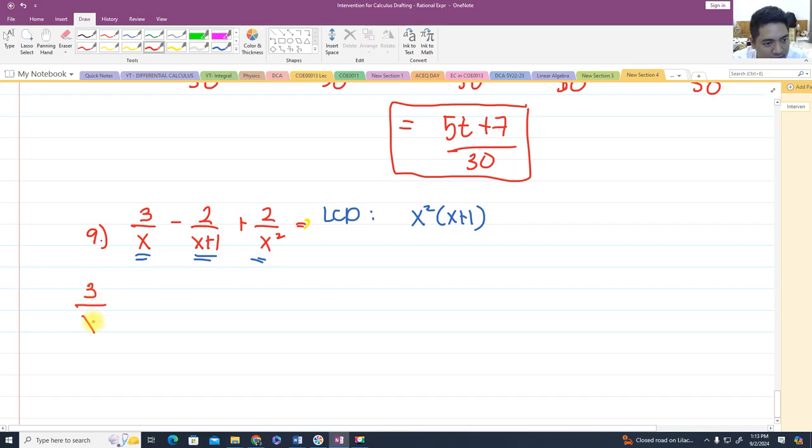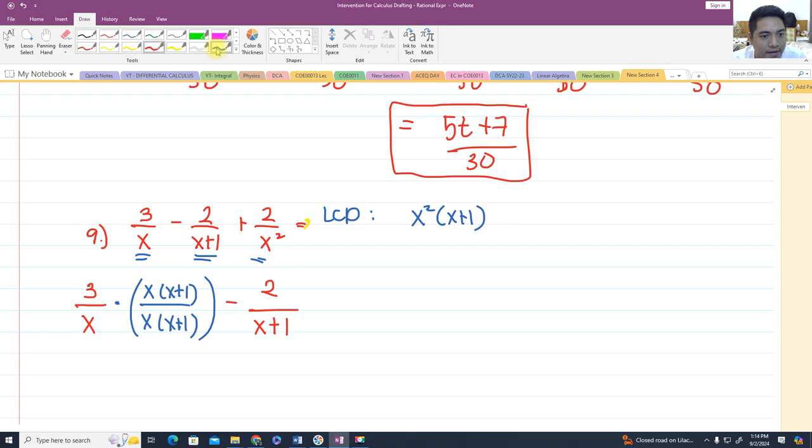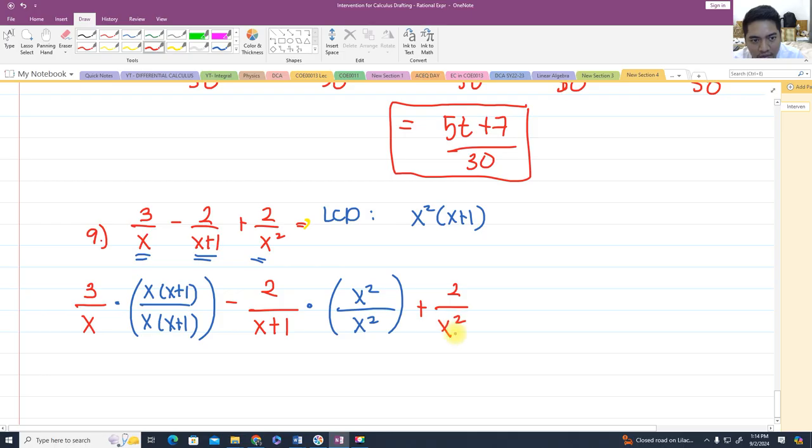So we have 3 all over x. Where do we multiply both the numerator and the denominator to make this x squared times x plus 1? So simply that is x times x plus 1, because x times x is x squared, quantity x plus 1. So I have to multiply it by x and x plus 1. And then you have minus 2 all over x plus 1 here. Okay, so I already have the x plus 1, so I only have to multiply it by x squared. x squared all over x squared. Don't forget that.